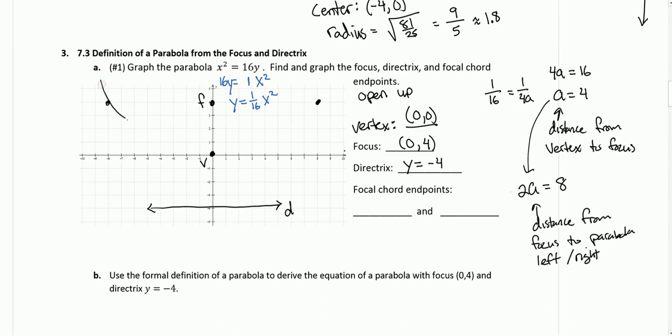And so we have this parabola here opening up. It's a bowl shape. The focus is always inside that bowl. The directrix is somewhat like the table that the bowl sits on. And so we have our 2 points. The one on the left is at -8, 4. And the one on the right is at +8, 4.